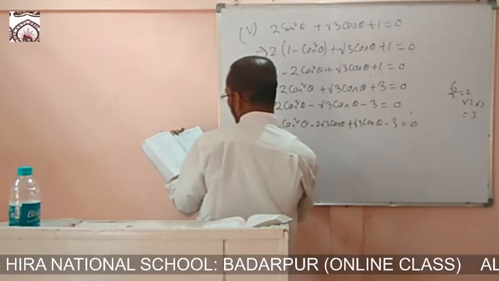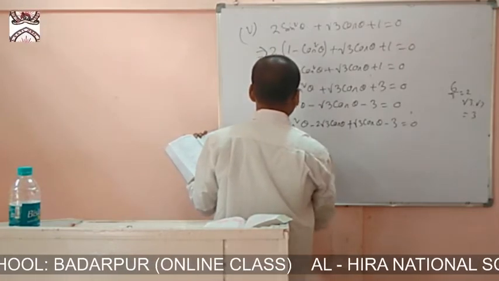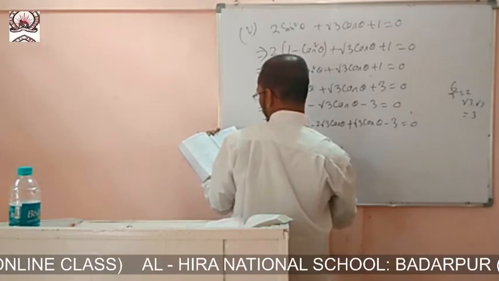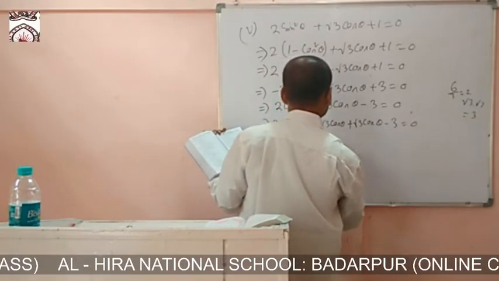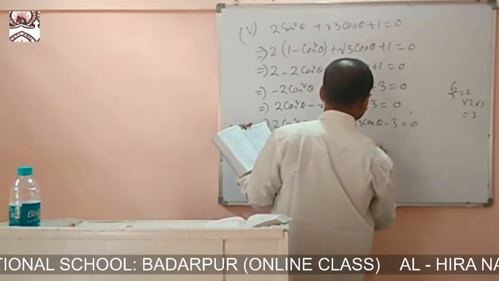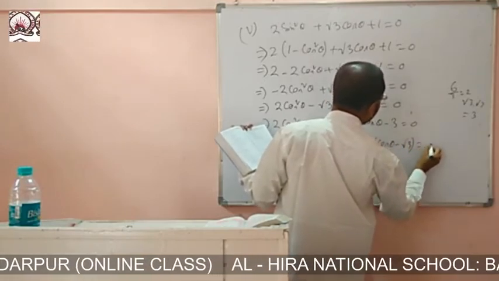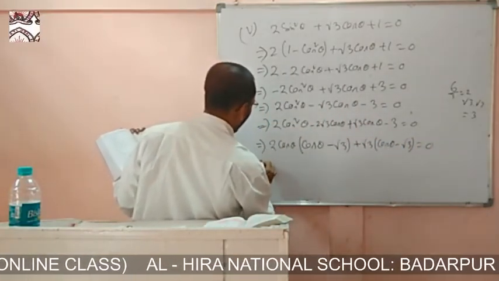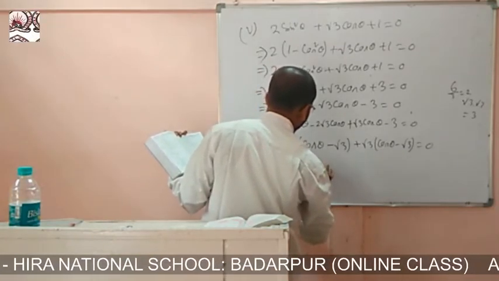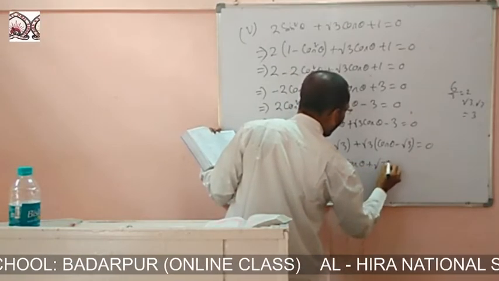So if we take common, then twice cos theta, then cos theta minus root 3, and from here if we take root 3 common, then cos theta minus root 3 is equal to 0. So this is cos theta minus root 3 common, and this is twice cos theta plus root 3 is equal to 0.